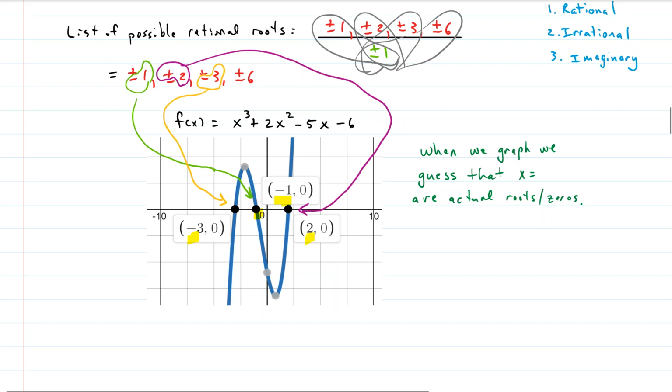Awesome. So we have negative 3, negative 1, and positive 2. Those, when we graph it, that's what we see. So it looks like, according to our graph, that of all of these 8 options that we started out with, the only 3 that are actually valid would be negative 3, negative 1, and 2.